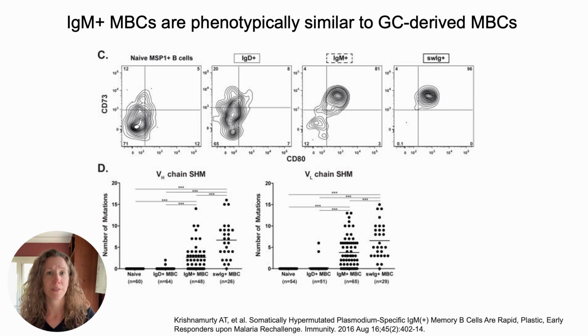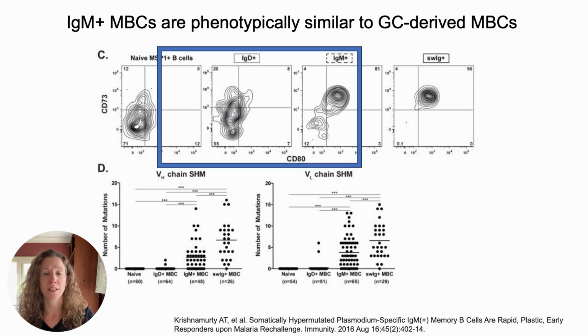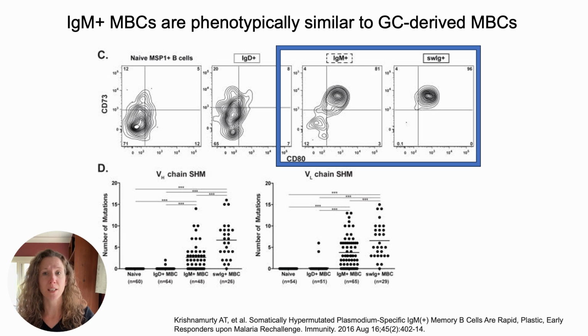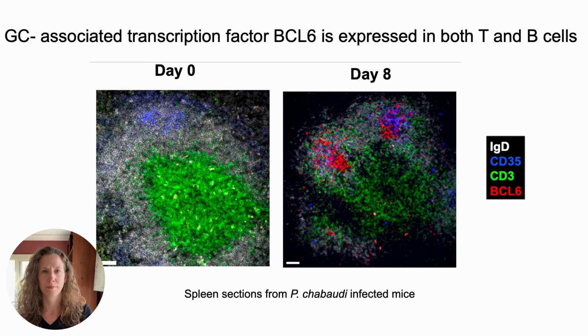Several years ago, a previous graduate student, Akshay Krishnamurti, found that after Plasmodium infection, the IgD B cells looked like naive cells. However, the IgM memory B cells were phenotypically similar to the class switch memory B cells and had BCRs that had been mutated. This made us wonder whether these IgM memory B cells were GC dependent despite having retained their IgM BCR.